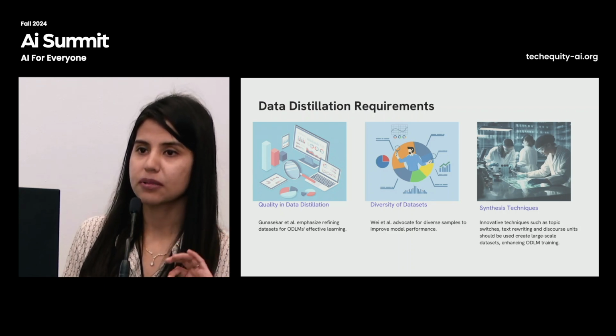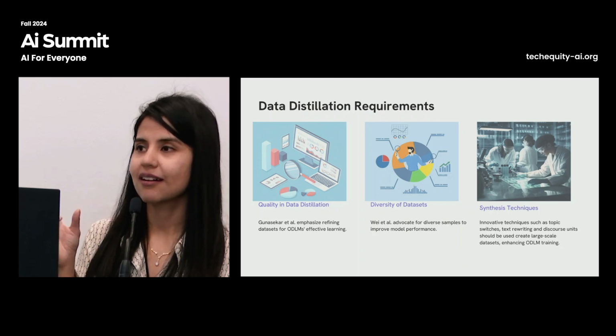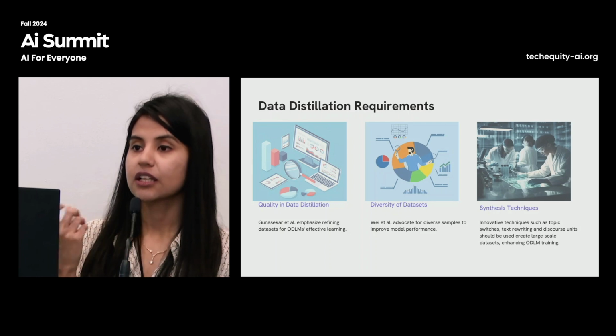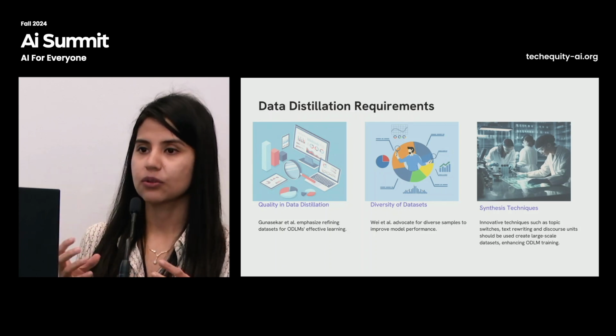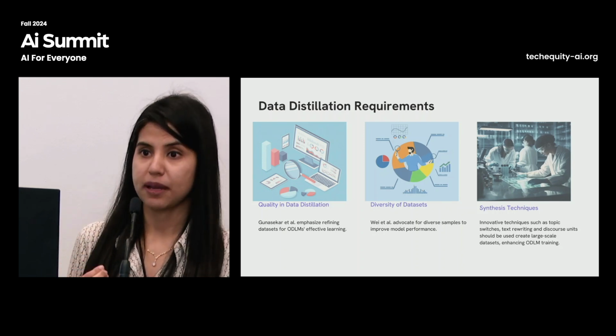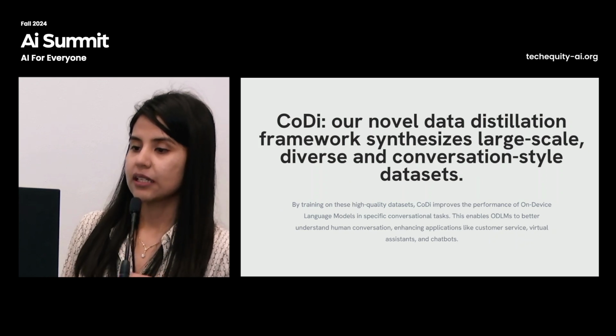And third, they should be natural, because when humans talk, they're using co-references to the previous context, they're doing topic switches, or they're rephrasing the text in a more natural manner. So all of these requirements need to be met when we create those data sets.